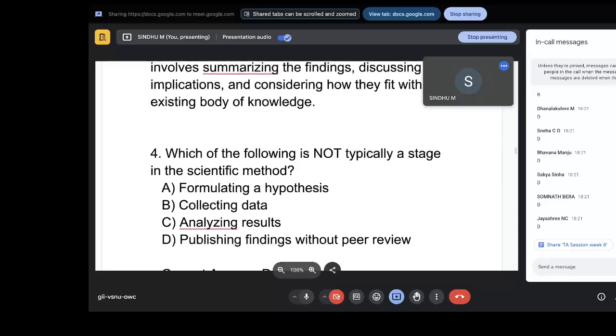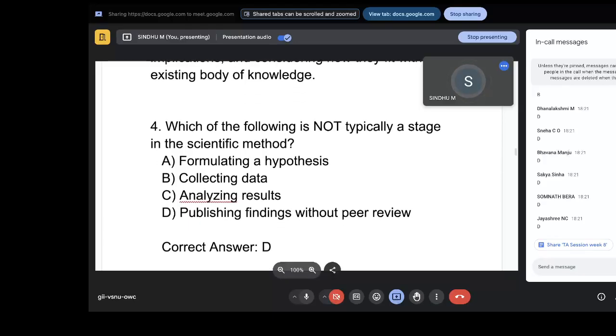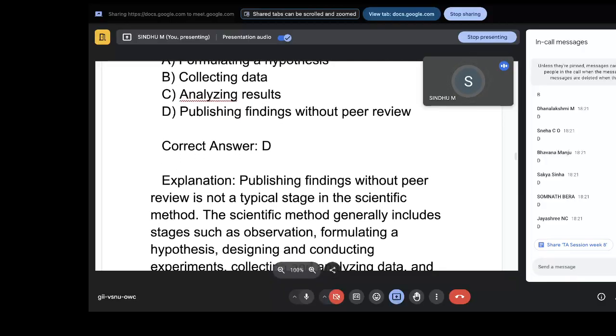But the question is asking which is not a stage, and in the fourth option they have said without peer review, but that is not correct. The other three steps are part of the scientific method, like we have discussed in the previous question. But the fourth option is not correct, because in science, before we publish, peer review is a very important step. So that's why the correct answer is option D.